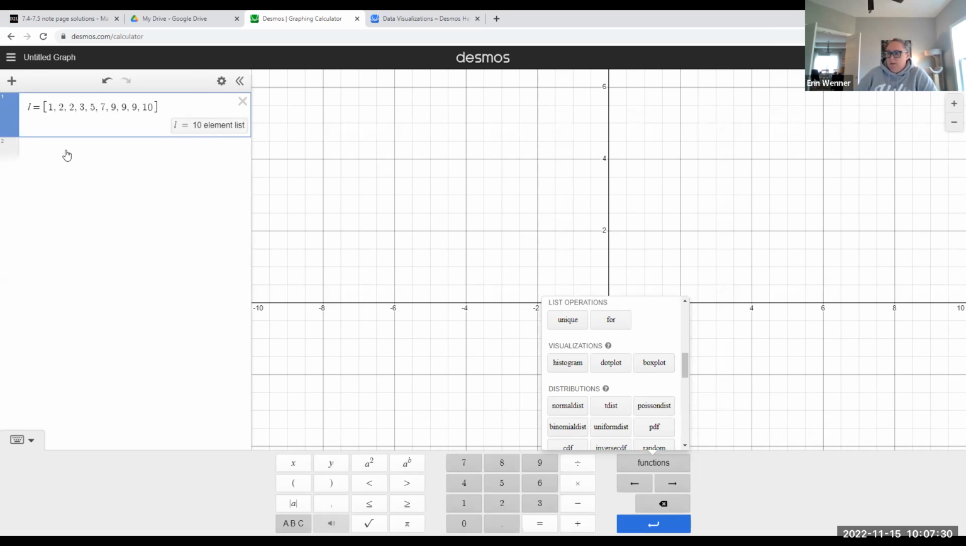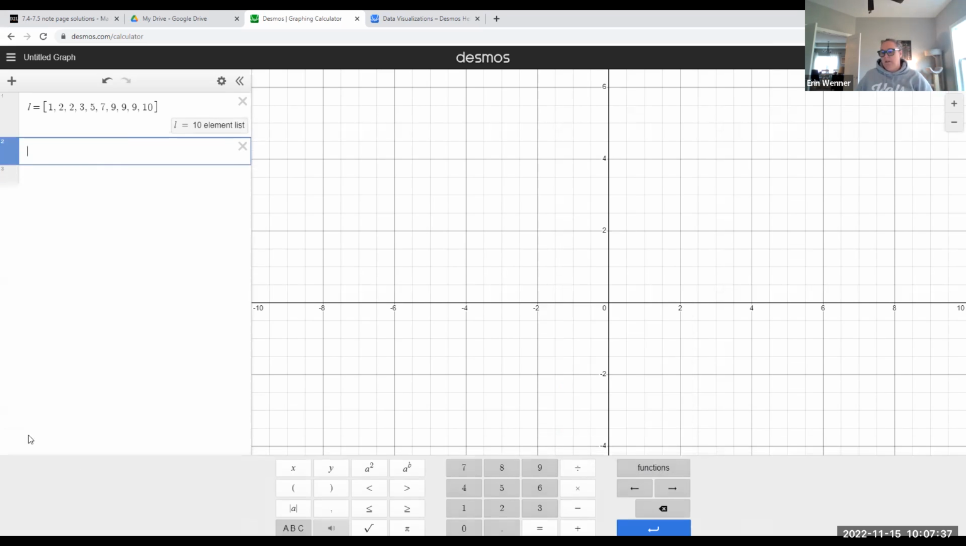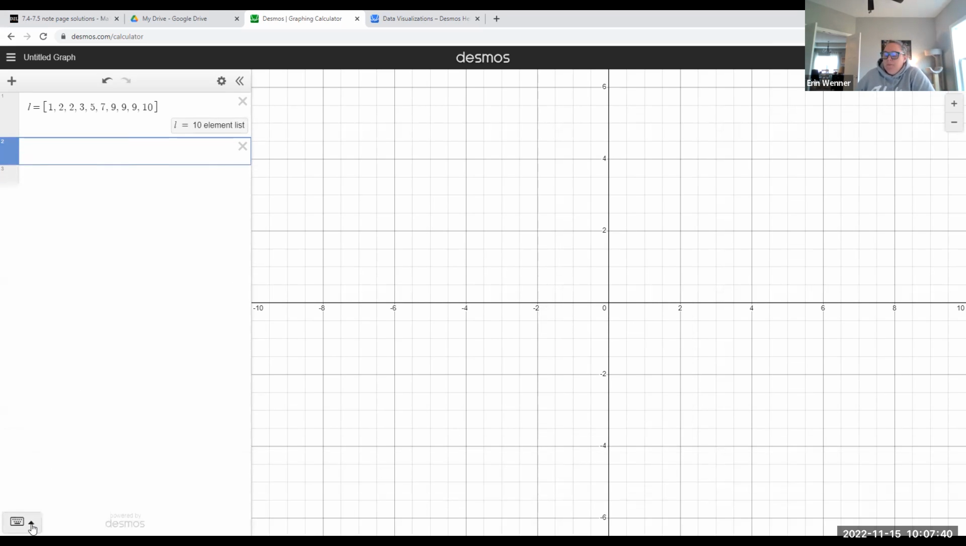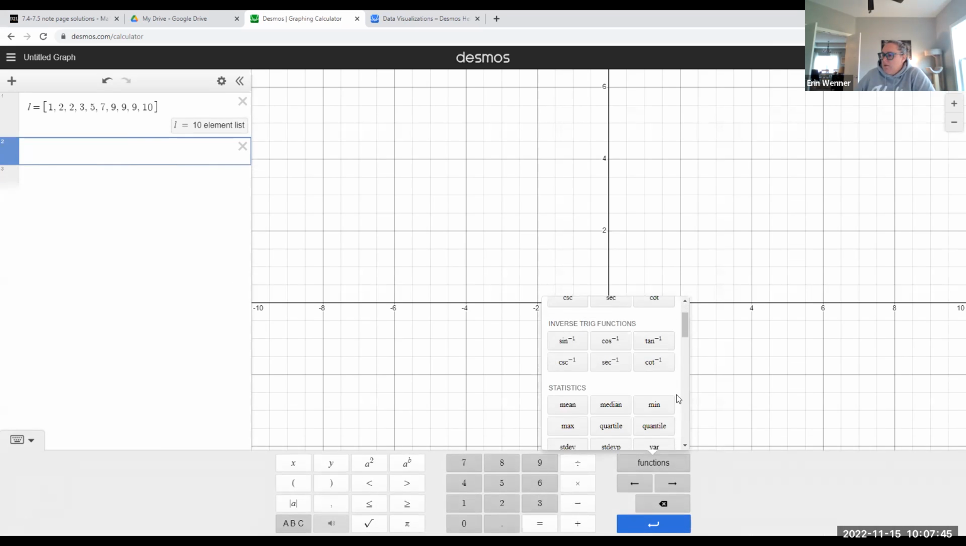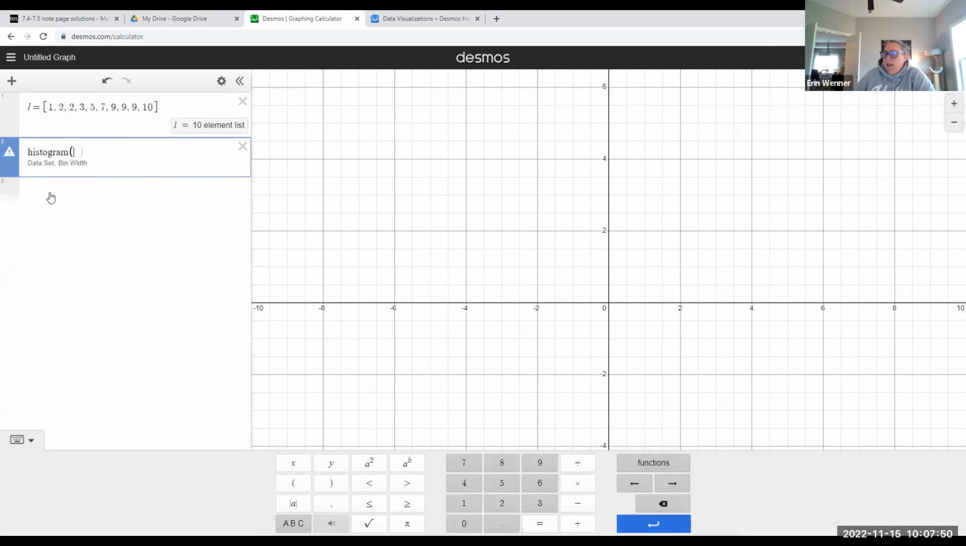And then after we press enter, we're going to do histogram. So to get to the histogram function, we go under functions over here, right? If you're just looking at Desmos, you're going to go down here to show keypad. We're going to go over to functions, scroll down to histogram. And we're going to say we want a histogram of, so in parentheses, it's got data set and bin width. You can see underneath here. So let's say I want to do a histogram of L, and I want a bin width of 3.